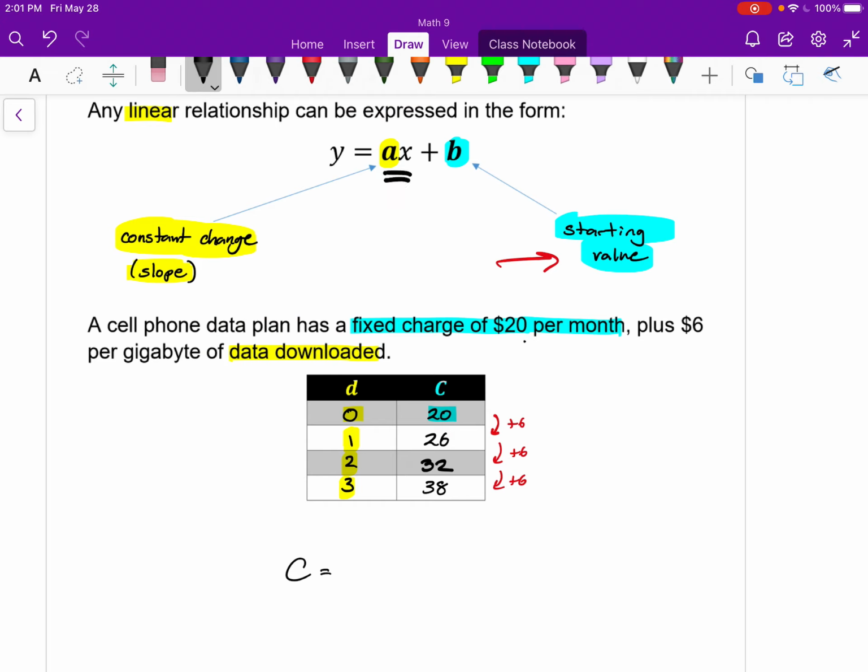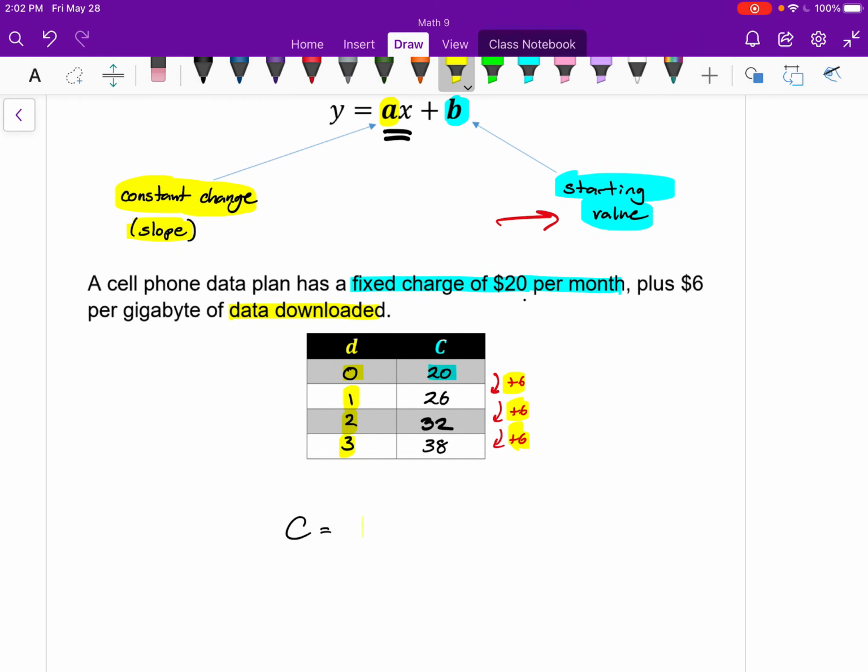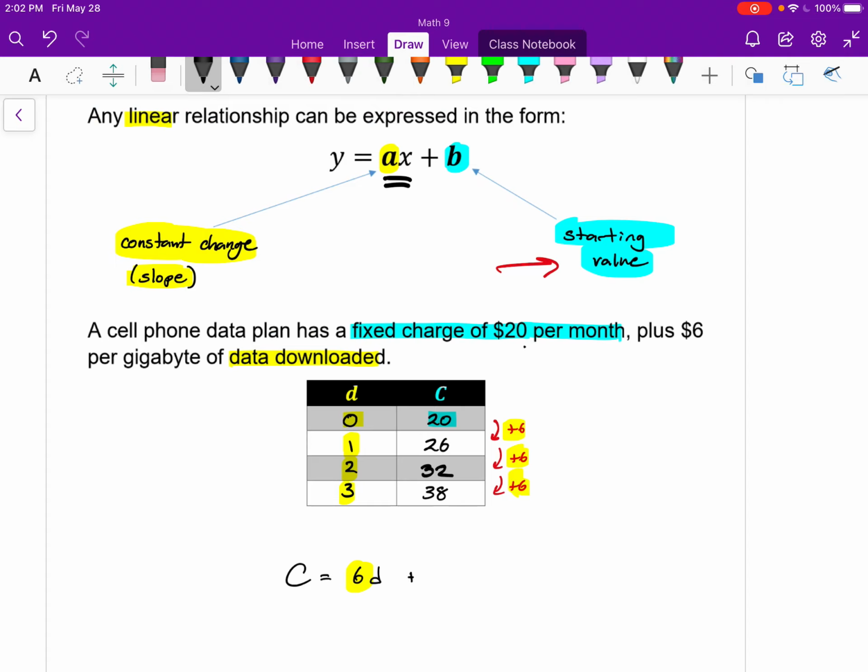So first, my coefficient. What's the constant change here? What's the change as we download more and more? That's a constant. Well, that's my plus 6. Every time I download 1 extra gigabyte, I pay an extra $6. It's constant. So one part of my equation would be 6 times, and I could put x, but why don't I put d for data? Plus the starting value, which in this case is the 20, because no matter what, you're going to pay $20. And there's my equation.